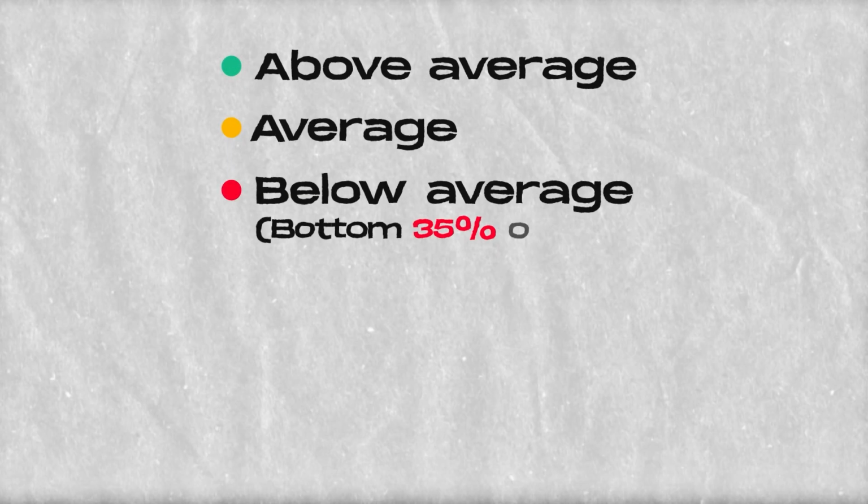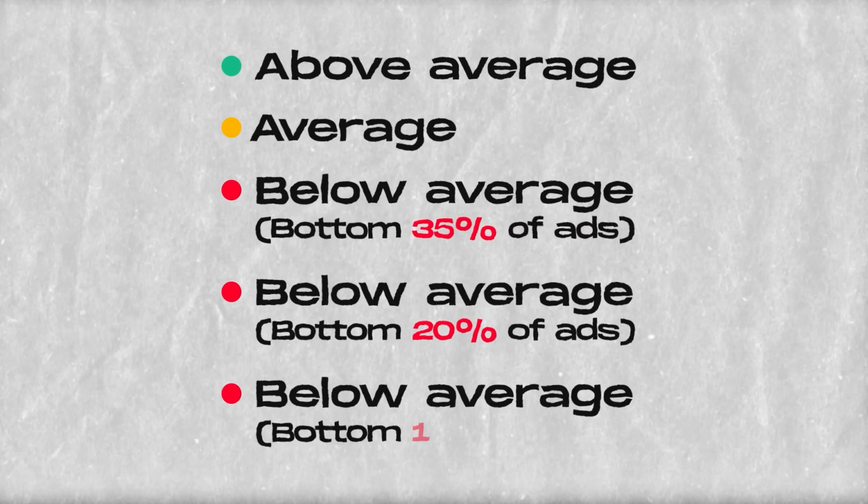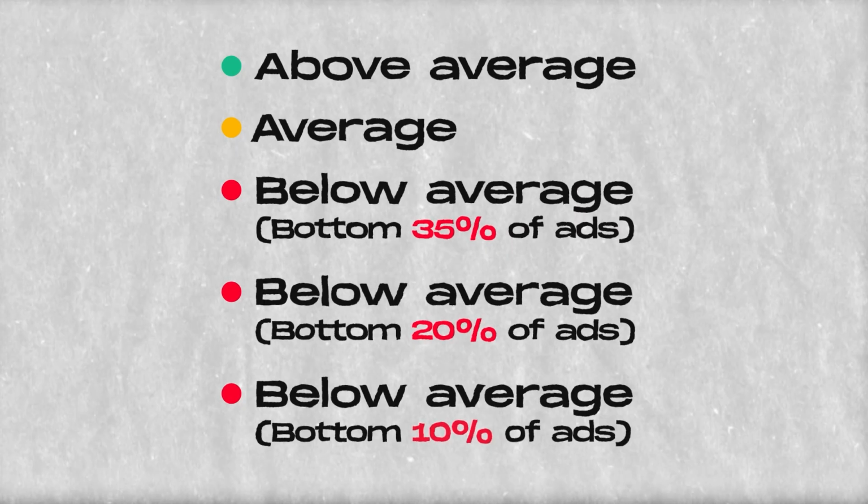For each of these three, you can receive the following ranks: above average, average, below average (bottom 35%), below average (bottom 20%), and below average (bottom 10% of ads). A quality ranking of below average, bottom 20% of ads means that your ad's perceived quality was among the lowest 20% of ads competing for the same audience, at least.